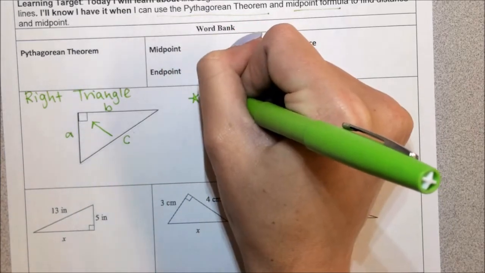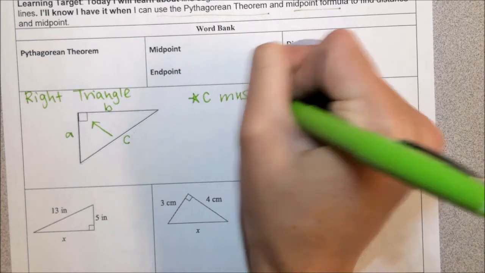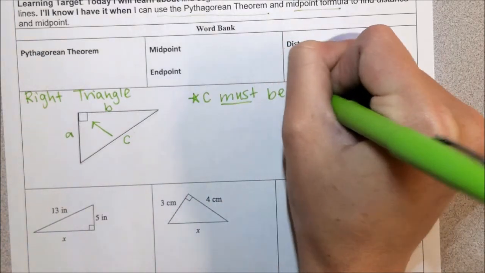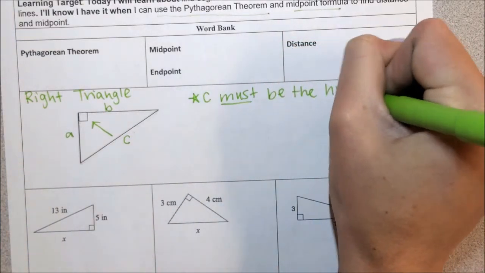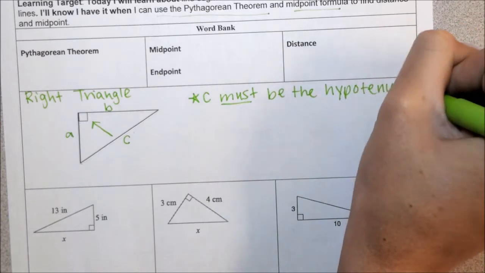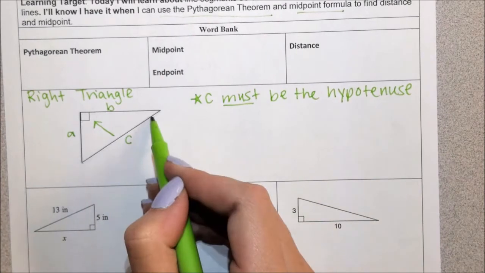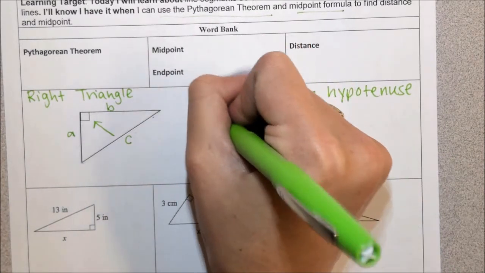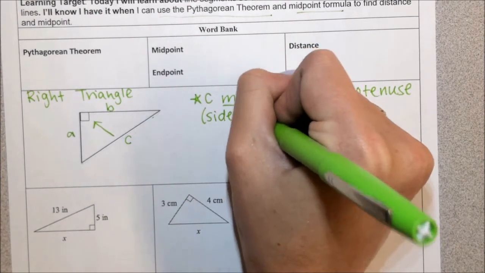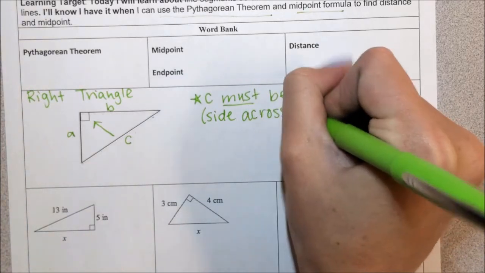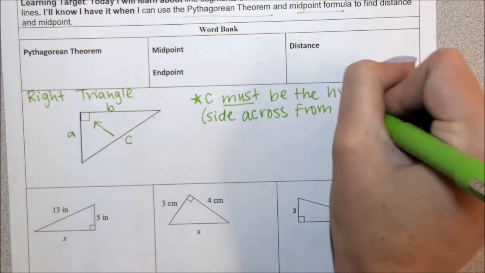So C must be what's called the hypotenuse. It's a silly word, but the hypotenuse is the name for this side. So that is the side across from the 90-degree angle.